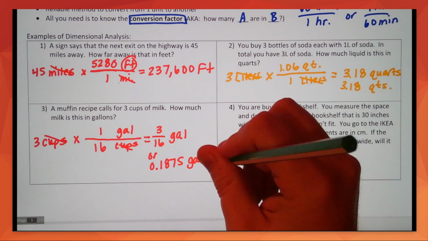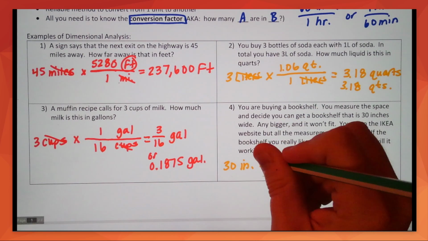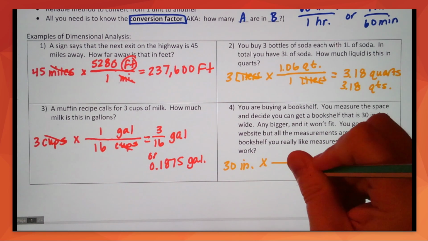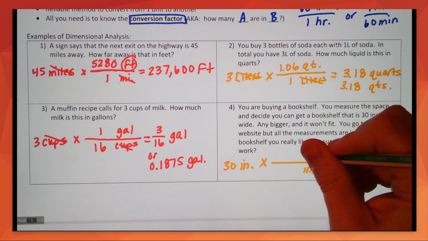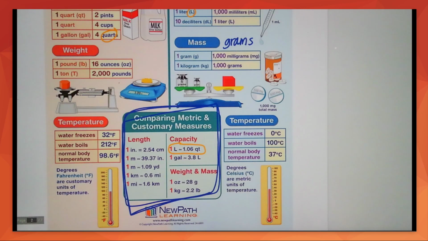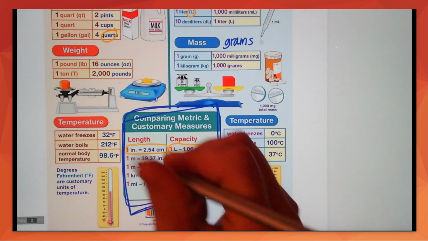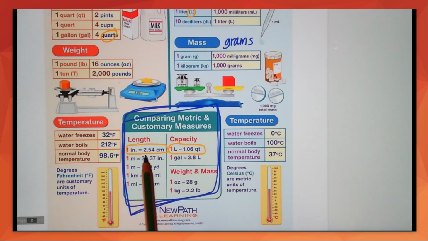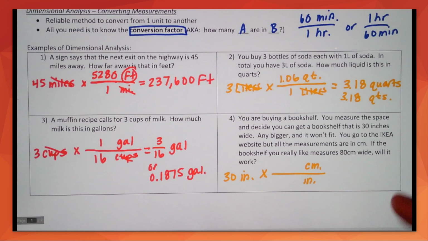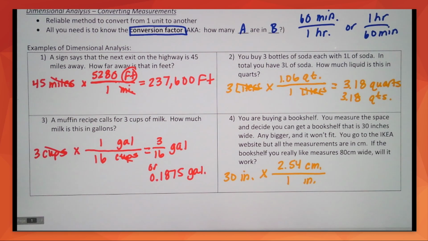So we need to take our 30-inch measurement right here and do a multiplication. We need to have our inches on the bottom, and we're changing it to centimeters on the top. And if I go downstairs here, down to my chart, I'm looking for inches and centimeters. Here it is, inches and centimeters. So in every 1 inch, there are 2.54 centimeters.